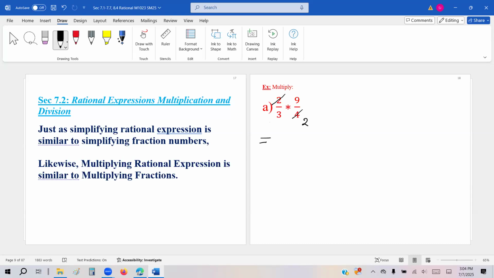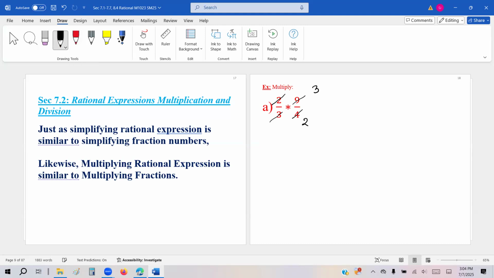How about 3 and 9? 3 goes to 9 how many times? Where do we write the 3? On the denominator or on the numerator? On the numerator, because 9 is bigger. The bigger number gets the result. 4 is big, so it gets the result 2. 9 is big, so it gets the result 3. So whatever is the bigger, the result goes to that number.